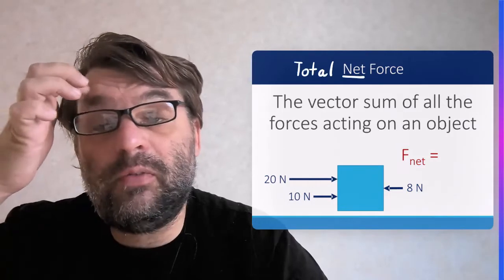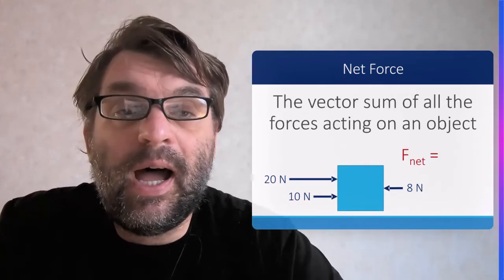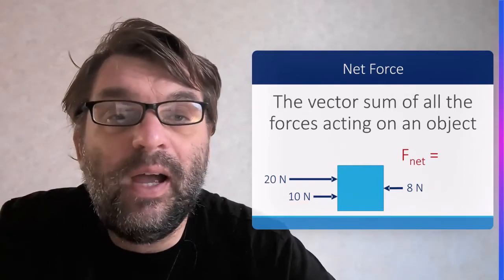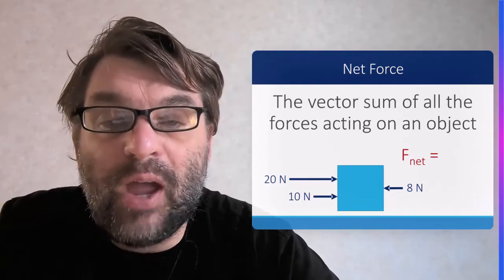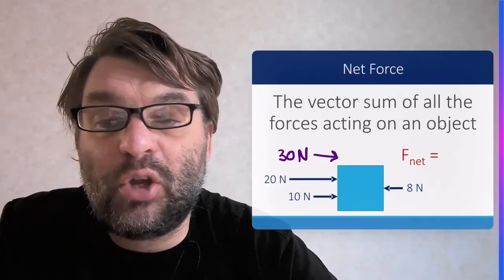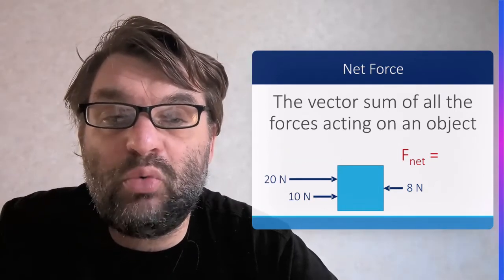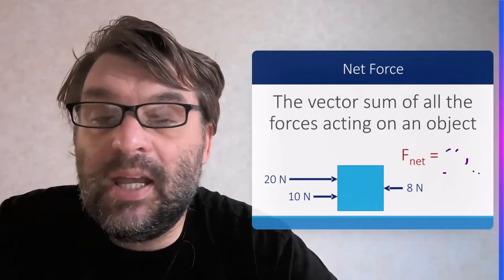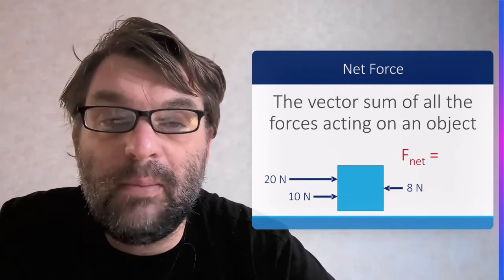So in terms of Newton's first law, what is this net force? Well, the net force is the sum, again, of vectors, which we all know and love, of the forces acting on an object. So if you look at this example here, you have 20 newtons plus 10 newtons on the left, so 30 newtons in total, and 8 newtons to the right. So the net force, and force being a vector in this case, is 22 newtons to the right. So 30 minus 8.